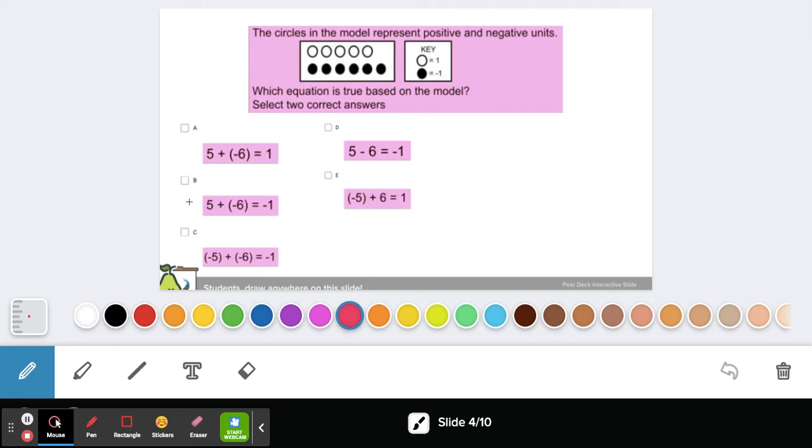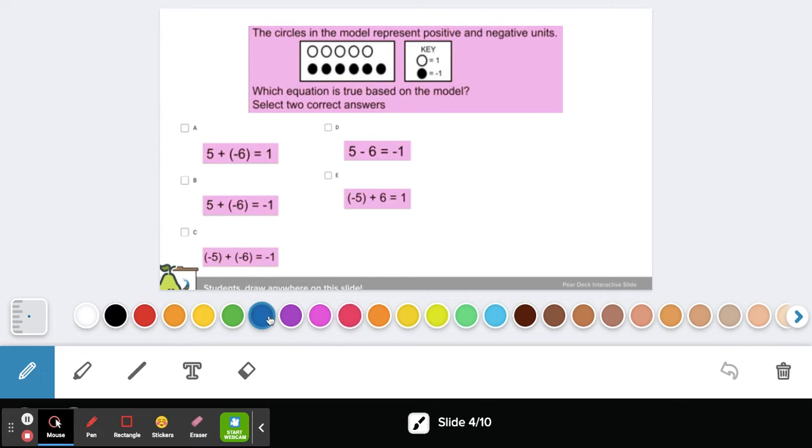So it says the circles in the model represent positive and negative units. Which equation is true based on the model? Select 2 correct answers. So now having this right here, I really need to focus on the key. The key says every white circle is a positive 1, and every black dot that I have is going to be a negative 1.